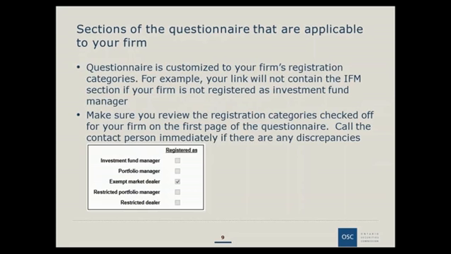The URL link contains the questionnaire customized for your firm and will only contain the sections you are required to complete. We request that all firms open the URL link to check that the correct registration categories are checked off for your firm. Please call the contact person listed immediately if there are any discrepancies. Please note that a generic PDF copy of the entire RAC was sent with the URL link to all firms. As a result, this generic copy contains all 5 sections of the RAC and may not reflect the sections that your firm is required to complete.